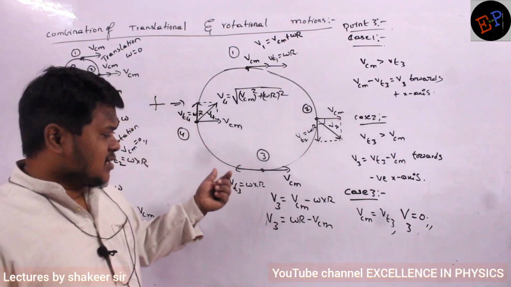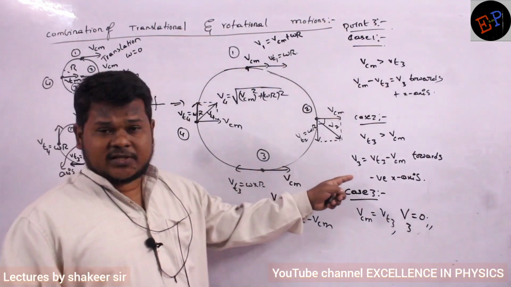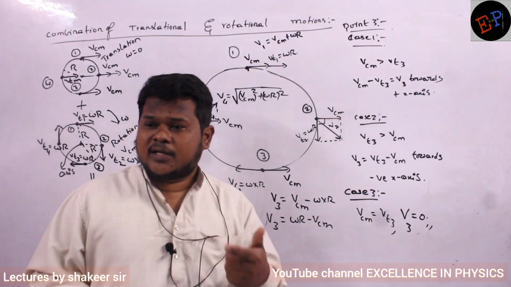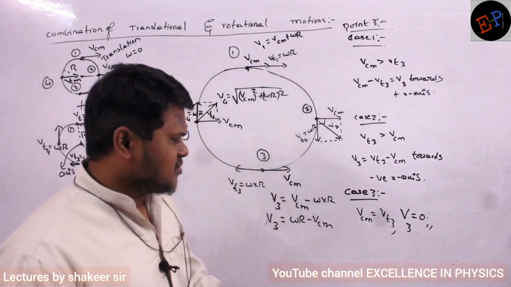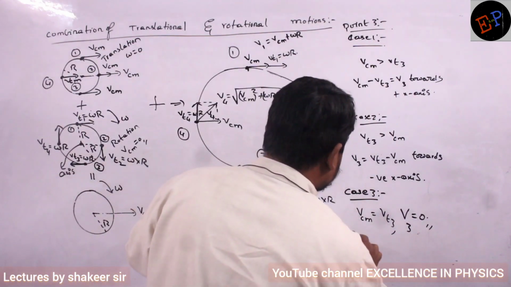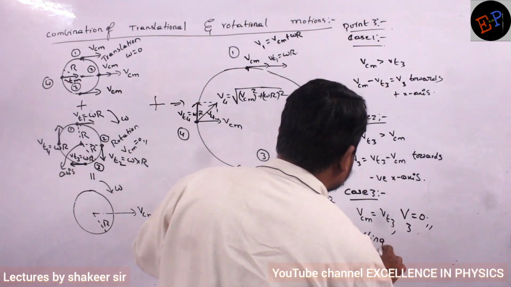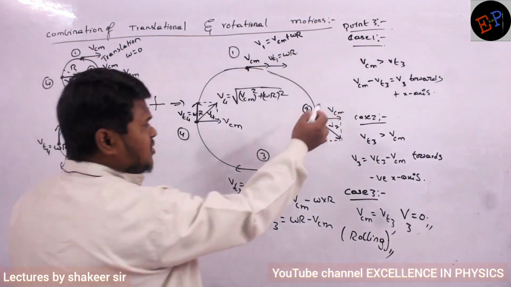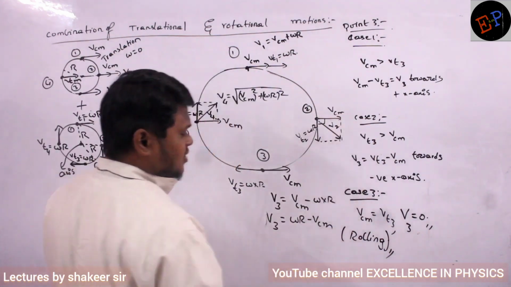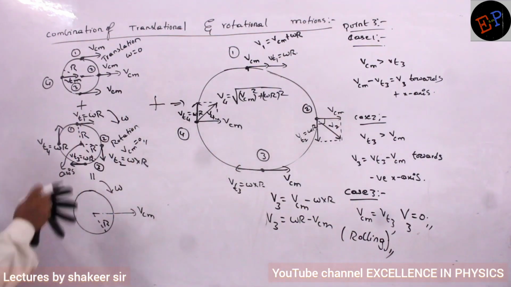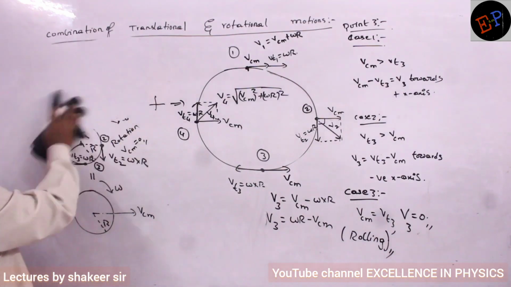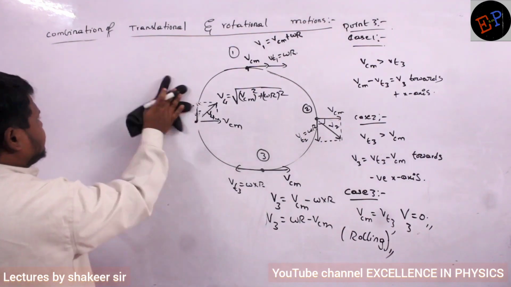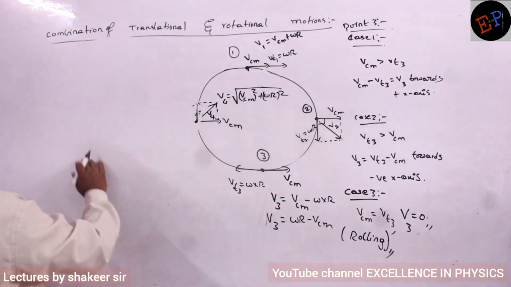Okay, and what is the condition for rolling? Translational speed and tangential speed, they should be equal and opposite. Are you able to understand? So this is the rolling condition. Understood now? These two are not rolling conditions, only this one is the rolling condition. So our next concept is rolling. Understood now, ma? Rolling.